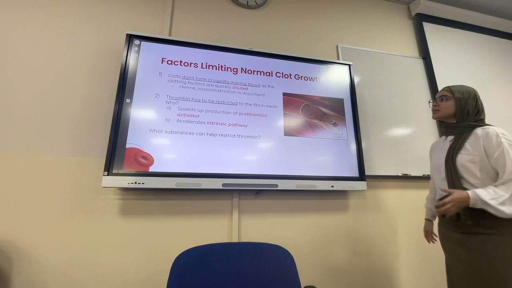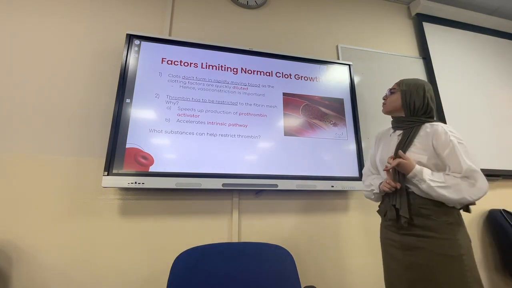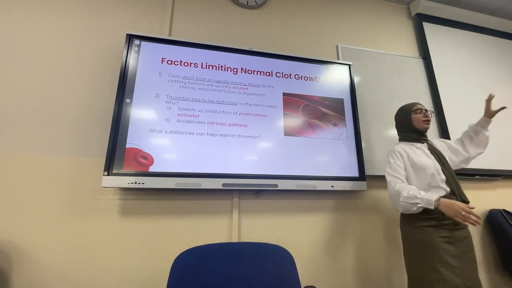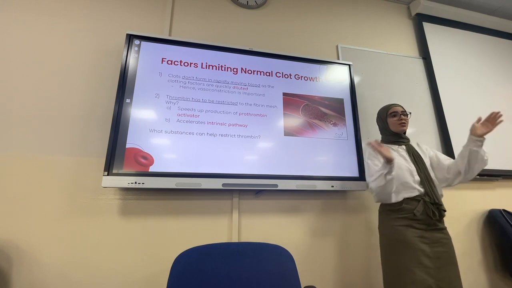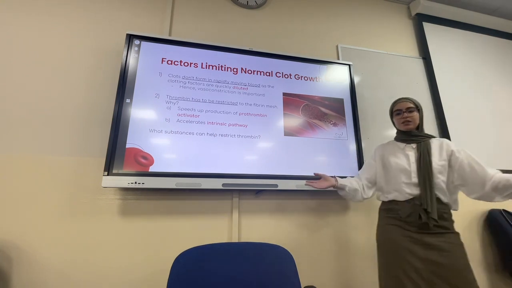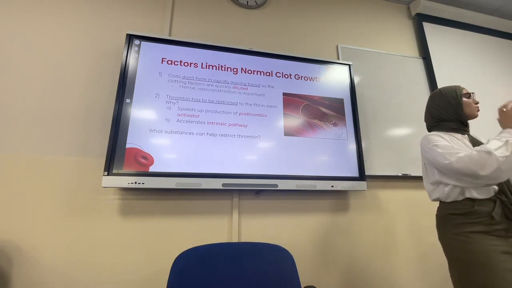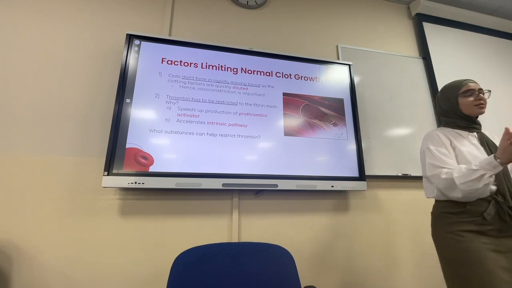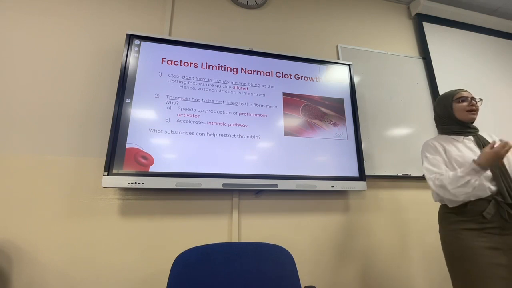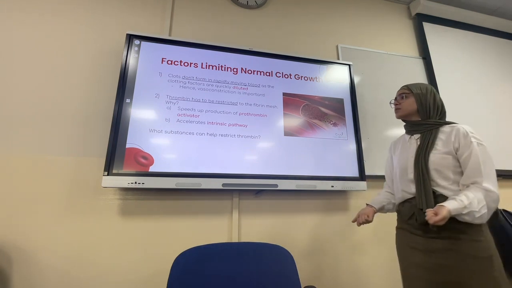Okay, so factors limiting normal clot growth. Clots do not form in rapidly moving blood. As we said in the very first step, what do we need to do? We need vascular spasm or vasoconstriction. If the blood is essentially flowing all over, can the platelets form the mesh? Can we do all the things that we talked about? We can't. If the blood is moving very fast, then the platelets are going to be diluted and we can't form the mesh, and therefore we can't form the clot.